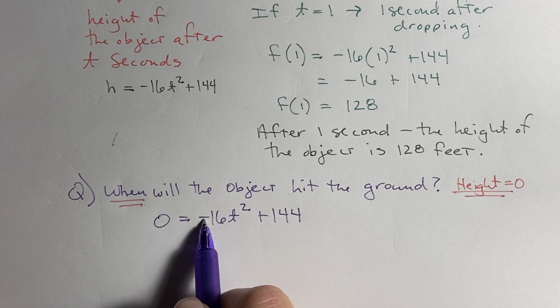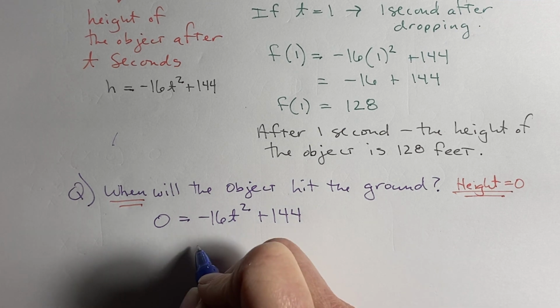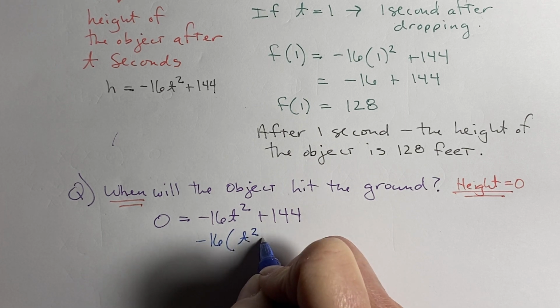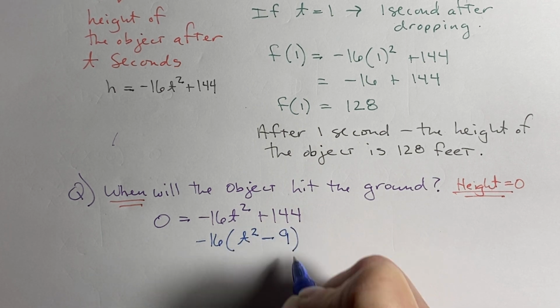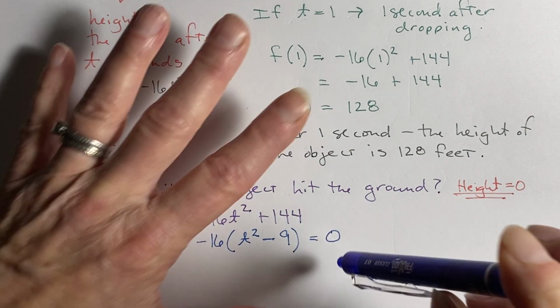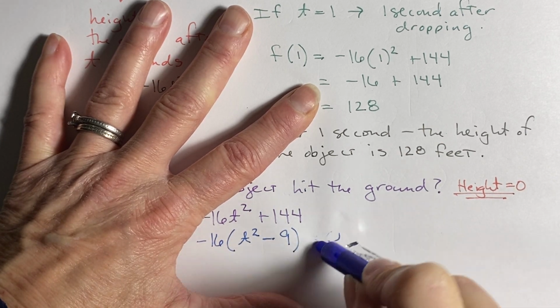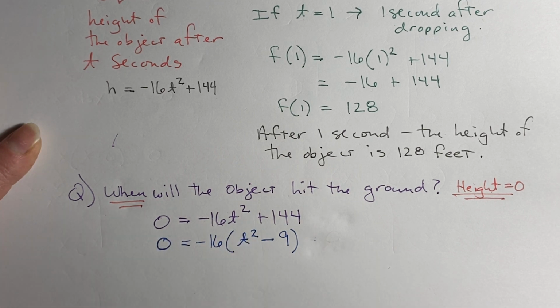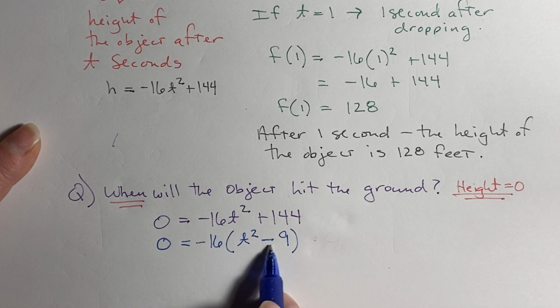Now the leading term is negative. So remember, when the leading term was negative, we would factor out a negative. So let's do that. Negative 16. So that leaves me with t squared minus 9. I factored out a negative 16, so that leaves me t squared. This is going to become the opposite, and it's 9. 16 times 9 is 144.